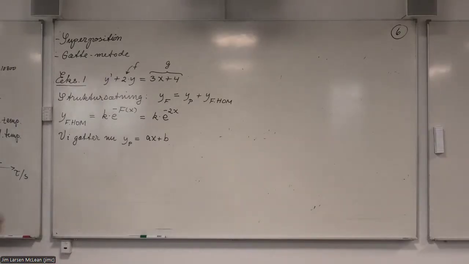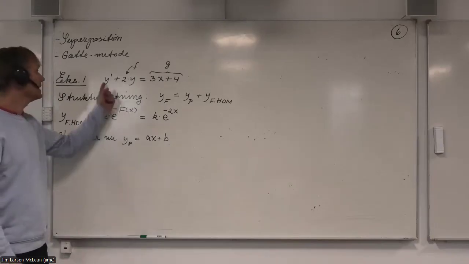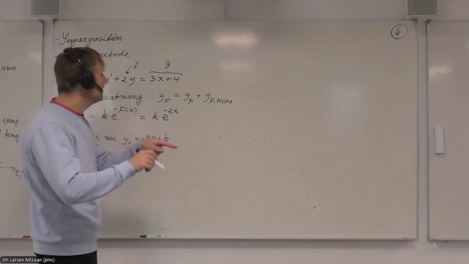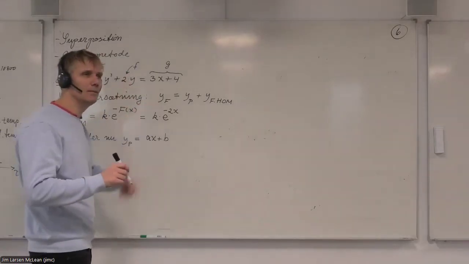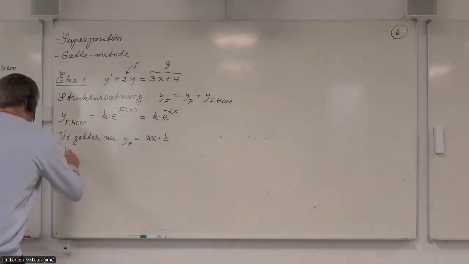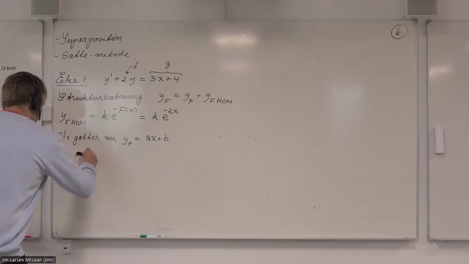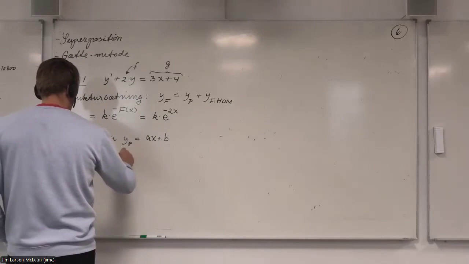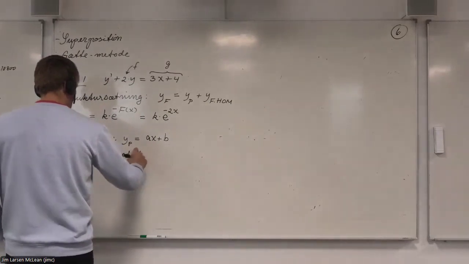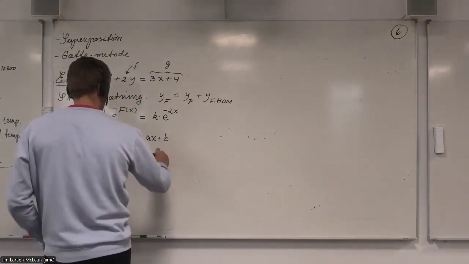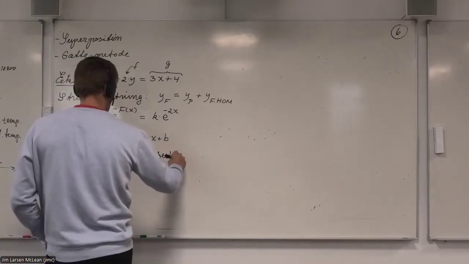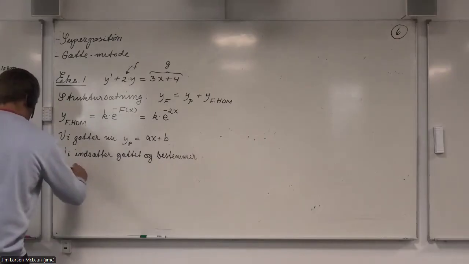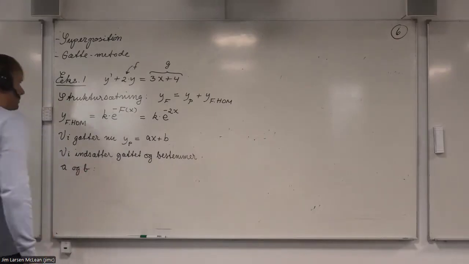And how do we determine what a and b should be? We do that by simply plugging in our guess and finding a and b. So now we insert the guess into the equation and determine a and b. Okay, let's try it then.